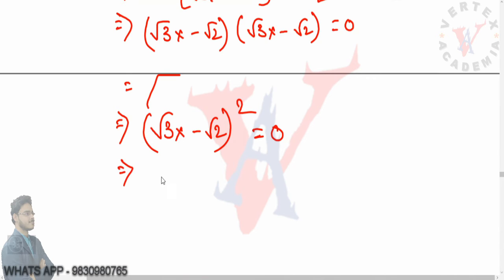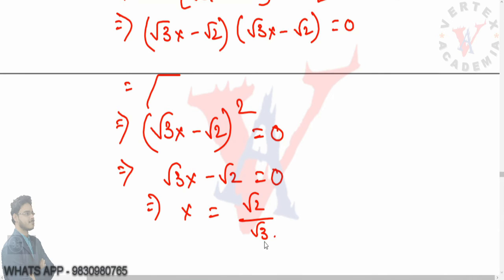So from here we can say root 3x minus root 2 equals 0, or x equals root 2 by root 3. Now here you can see that this is a quadratic equation, and a quadratic equation, as I told you in case of polynomials, since the degree is 2, it can have at most 2 solutions, but here only one solution is coming.